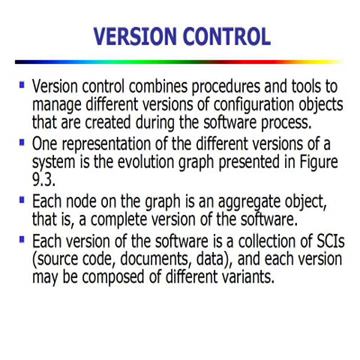A version is an instance of a system which is functionally distinct in some way from other system instances. Version control combines procedures and tools to manage different versions of configuration objects that are created during the software process. One representation of the different versions of a system is the evolution graph presented in the previous slide. Each node on the graph is an aggregate object, that is, a complete version of the software.